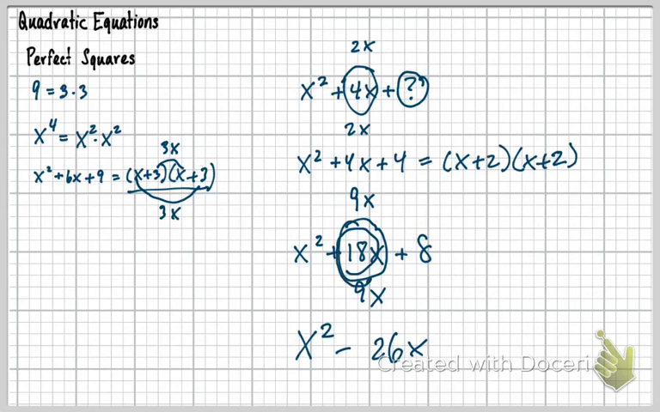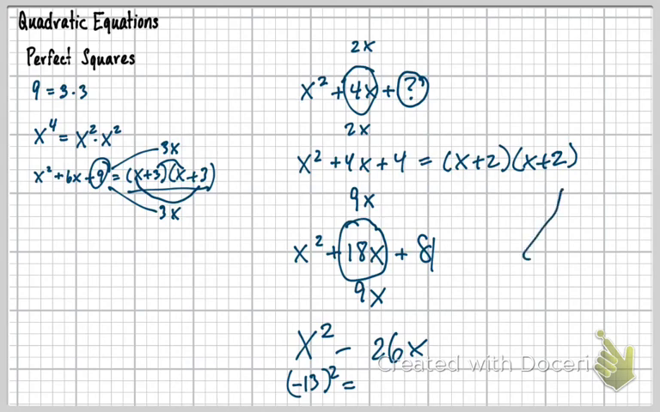What's half of 18? 9. What's half of 4? 2. What's half of 6? 3. So that's where those numbers are coming from. So if I'm going to take half of b, that's going to be 13. So I'll take half of b, which is negative 13, and square it, right? Because remember, I'm going to multiply it by itself to get the 9, or multiply it by itself to get the 4, or multiply it by itself to get the 81. Okay, so that's the idea.